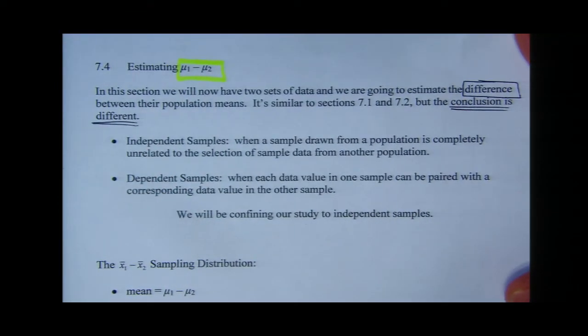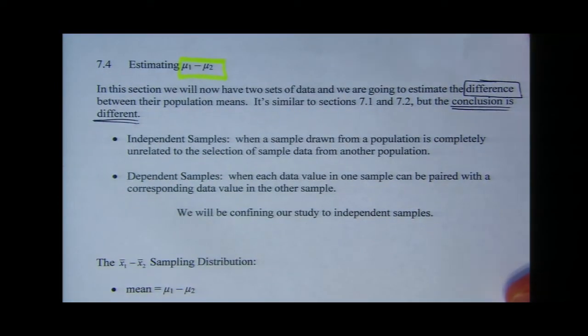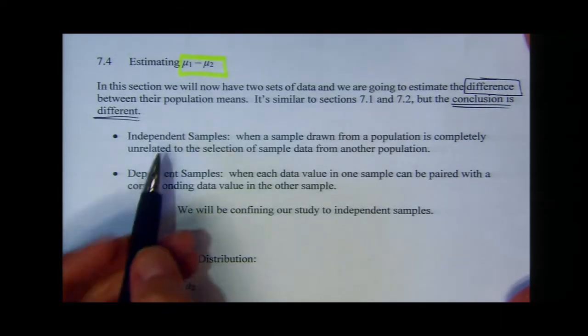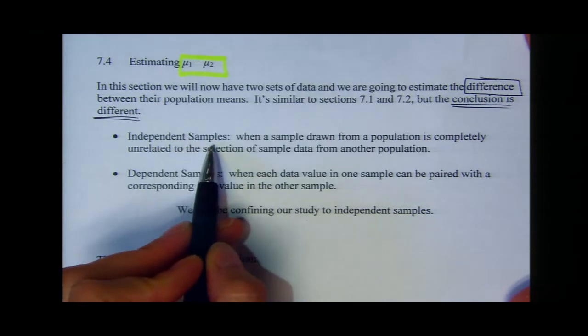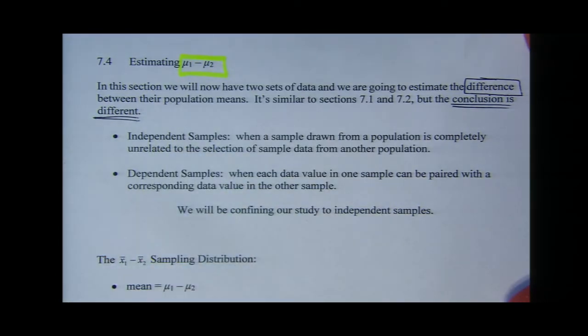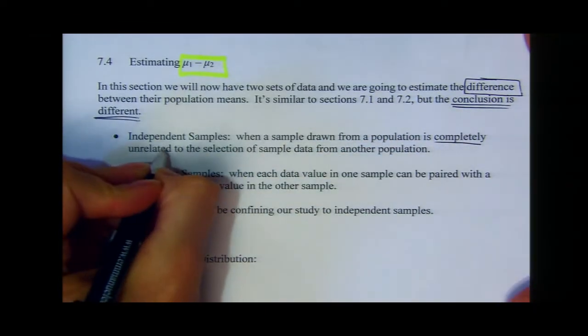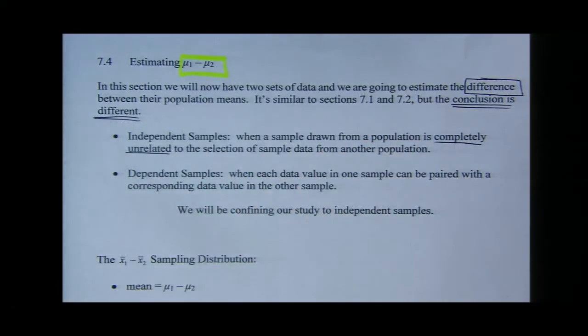So the big difference is the conclusion. So we'll really spend some time on that when we get to it. Now, since we have two populations, that means that we will be drawing two samples. And those samples can be independent samples when a sample drawn from a population is completely unrelated to the selection of sample data from another population.